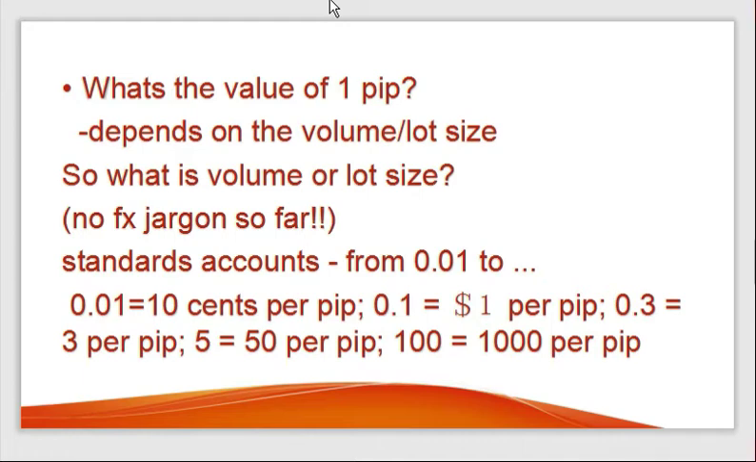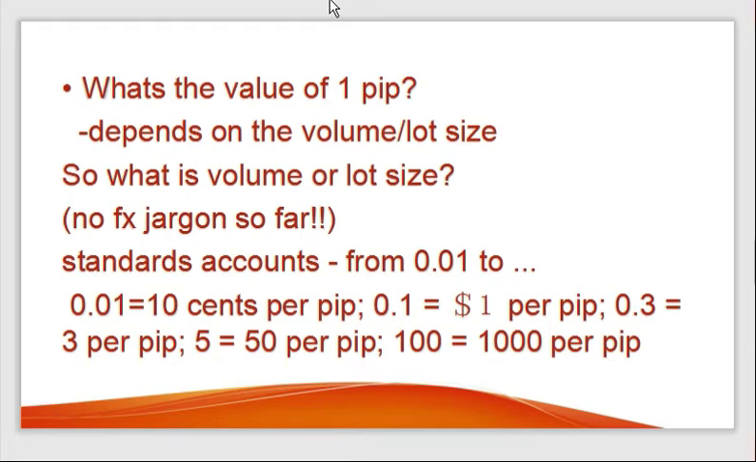What's the value of 1 pip? It depends on the volume or lot size, and you are probably asking yourself, so what is volume then? I want to avoid the Forex jargon. For now, I just want to keep it simple. So in the Forex market, we have standard accounts, and for a standard account, the volume is from 0.01 to any number you want. You can put 8, 1,000, depending on your account balance.